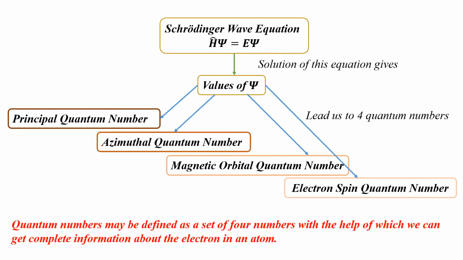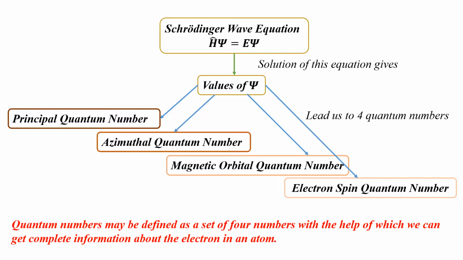Psi can have different values, and these values lead us to four quantum numbers, namely principal quantum number, azimuthal quantum number, magnetic quantum number, and electron spin quantum number. These four quantum numbers give us the exact address of each and every electron in an atom. So quantum numbers are a set of four numbers with the help of which we can get complete information about the electron in an atom.